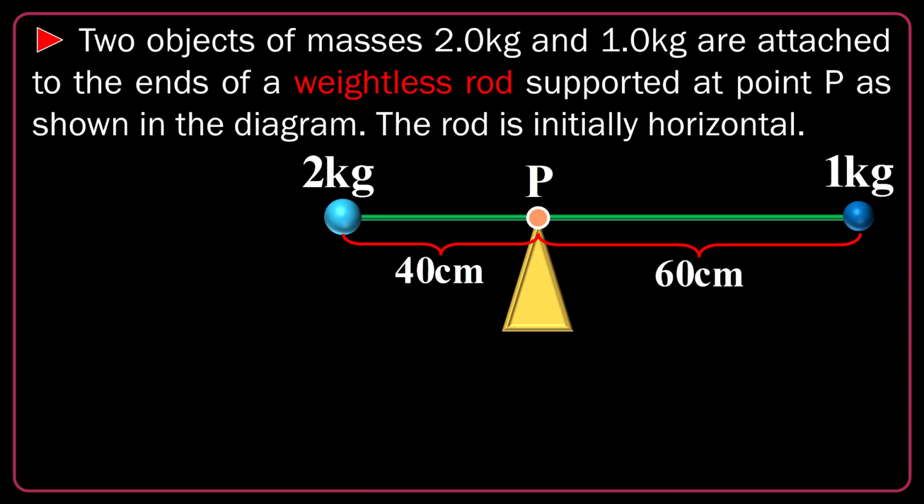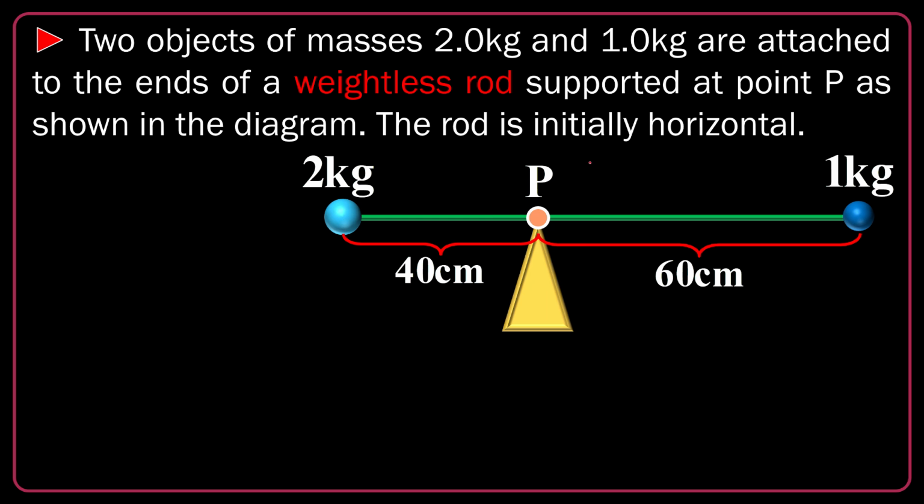Now look at this question. This is a little bit challenging. Two objects of masses 2 kilogram and 1 kilogram are attached to the ends of a weightless rod. So this rod doesn't have any moment of inertia. It is supported at point P. So P will be the center of rotation, kind of a pivot. As shown in the diagram, the rod is initially horizontal. Okay, the rod is initially horizontal.